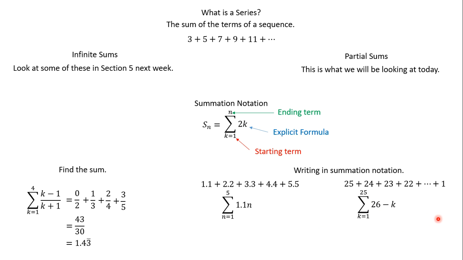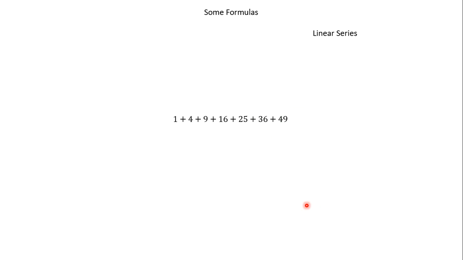You could have gone 25 minus k and then gone from the 0th to the 24th term. But again, I'd usually start with k equals 1. It just makes things easier. All right? Well, that's what the notation is.